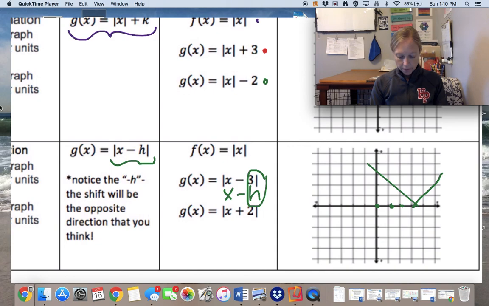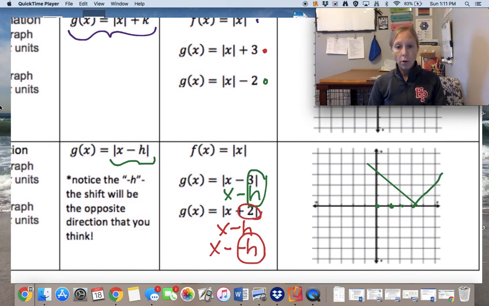The next one, again, x minus h. Well, I see a plus there. What kind of subtraction problems end up becoming addition? That's right, minus a negative. So what we see here is this is actually a negative 2. This is a horizontal shift left 2. You see what I mean? How it's the opposite of what you think it's going to be?